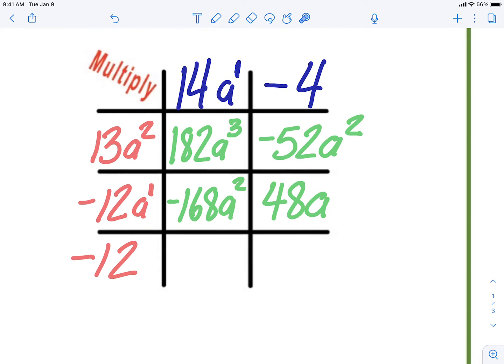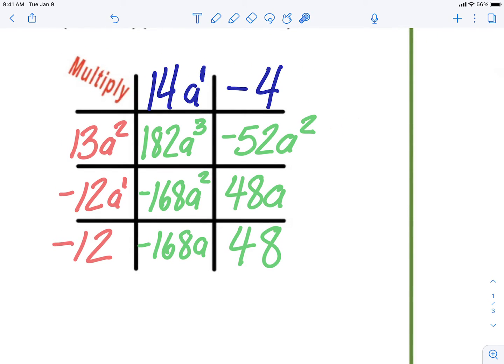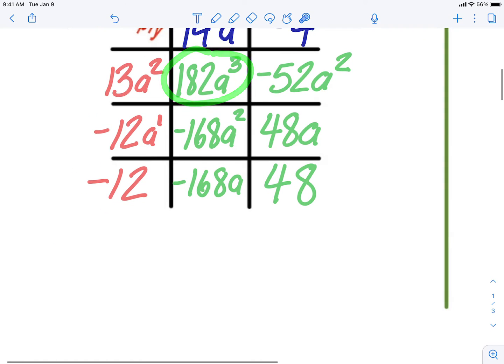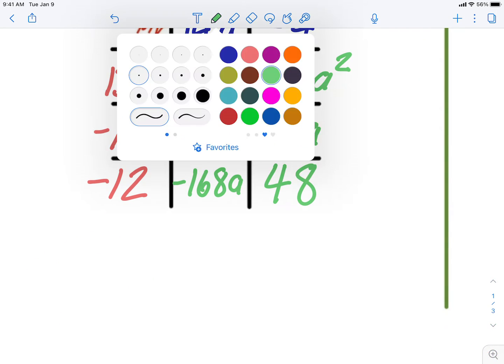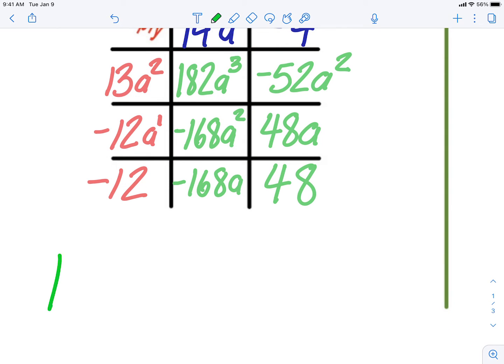Okay. Now we're down to the last row here. Negative 12 times 14a gives me negative 168a, just like that. And then we have negative 12 times negative 4 gives us a positive 48. Now, what's cool about this box, everybody, is look what happens. Check this out. So my first green number here, I'm going to bring this and put it right there. Right? So I'm going to do 182a to the power of 3.